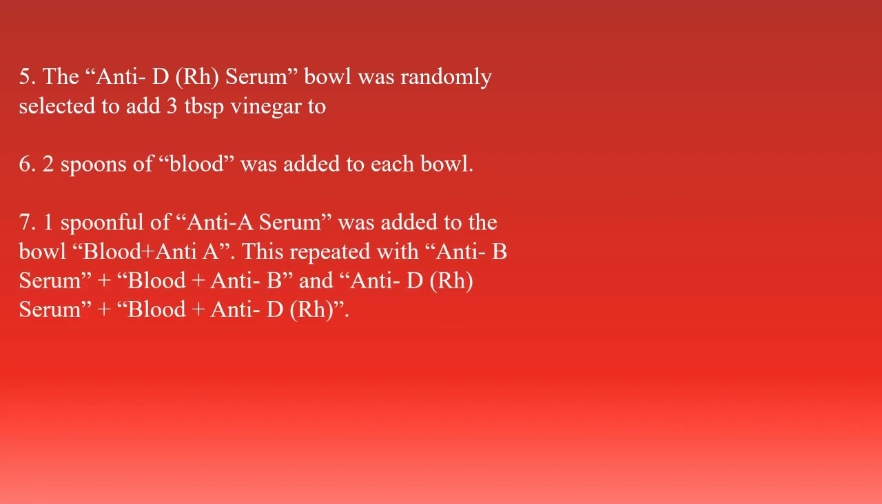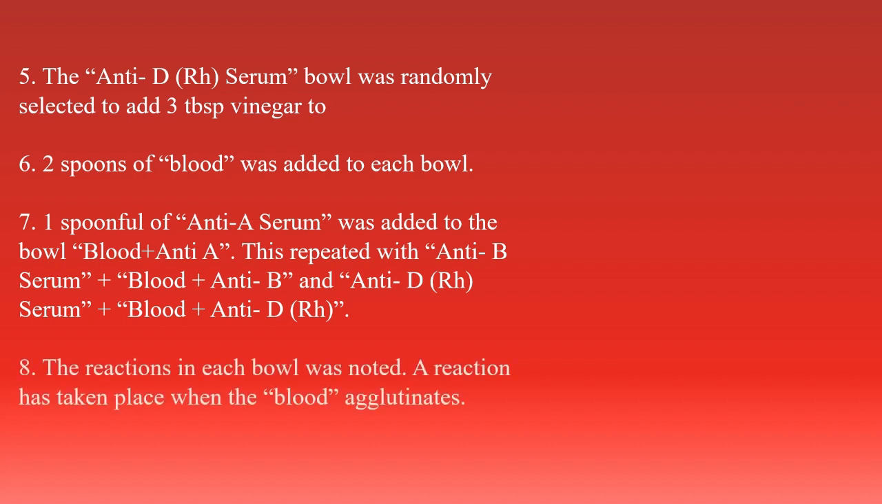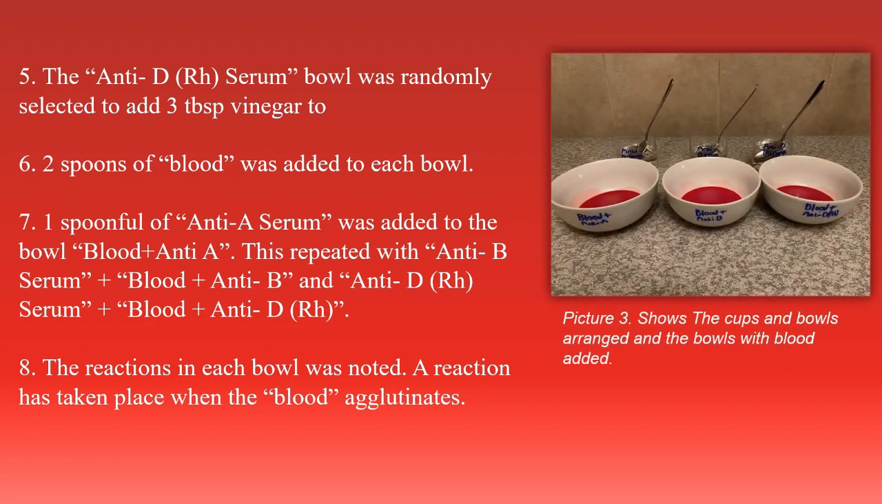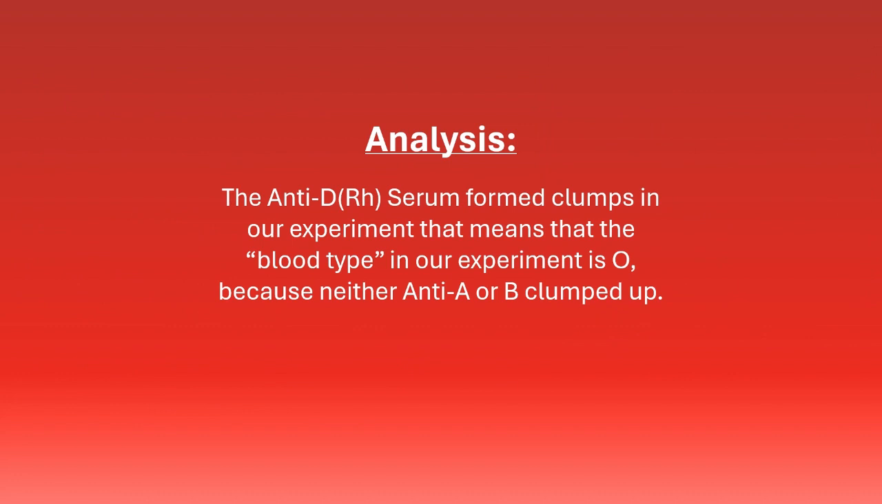The anti-D serum bowl was randomly selected to add 3 tablespoons vinegar to. 2 spoons of blood were added to each bowl. 1 spoonful of anti-A serum was added to the bowl blood plus anti-A. This was repeated with anti-B and D serum. The reaction in each bowl was noted. A reaction has taken place when the blood agglutinates.